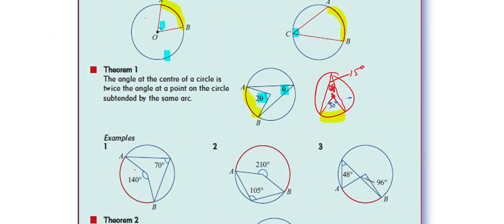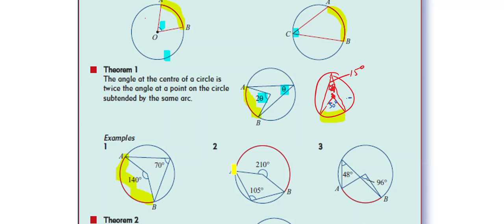Okay, so here are some examples. Can you see we've got arc AB? We've got arc AB here. We've got arc AB here. The angle going to the center and the angle going to the outside, both are covered by the same arc. However, the angle at the center is double that of the angle going to the outside. So in example 1, if it's 140 to the center, then it must be 70 to the outside.